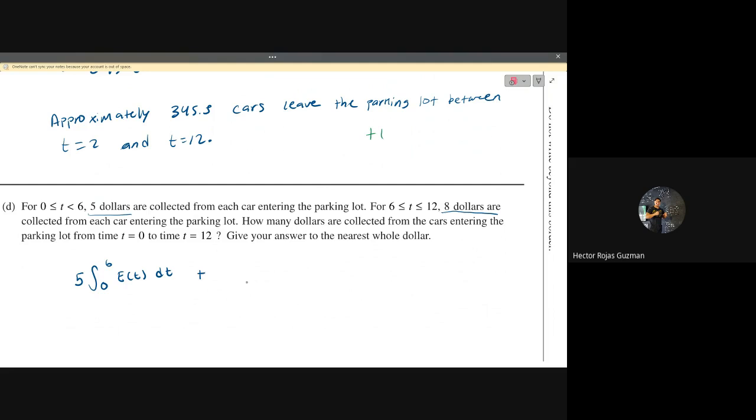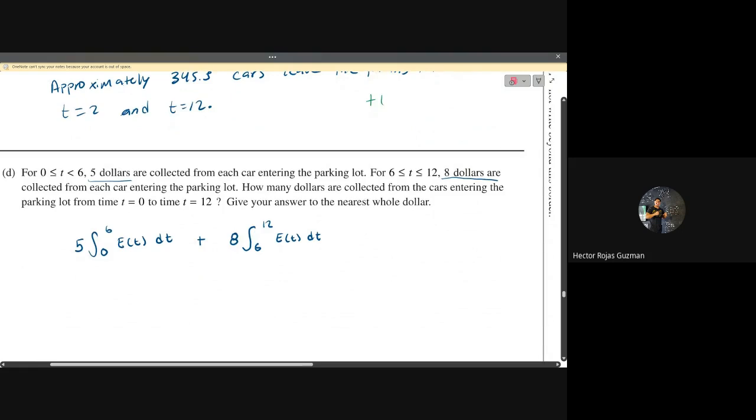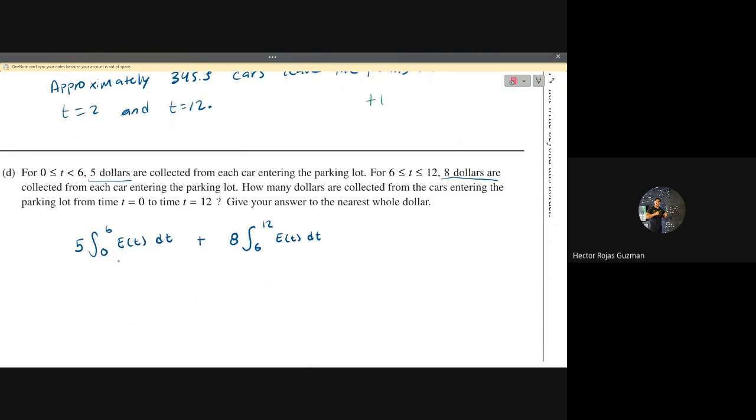Then we're going to be adding the amount of cars that enter the parking lot from 6 to 12. And we're going to multiply it by 8 because we're charging them $8 as they come into the parking lot. If you do this setup correctly, you're already going to get probably 2 points. One for the integral and one for the limits of integration with your constants. Just don't forget the dt. Every time you write an integral, you have to have a dt, a dx, or whatever variable you're going to be integrating with respect to.